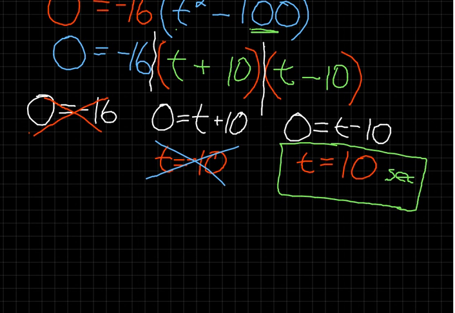What I did was, I had negative 16 equals 0, and then like the second step, t squared equals 100, and I just square root it. Yeah, you can do that too. So that's all we have, right? We've got factoring.